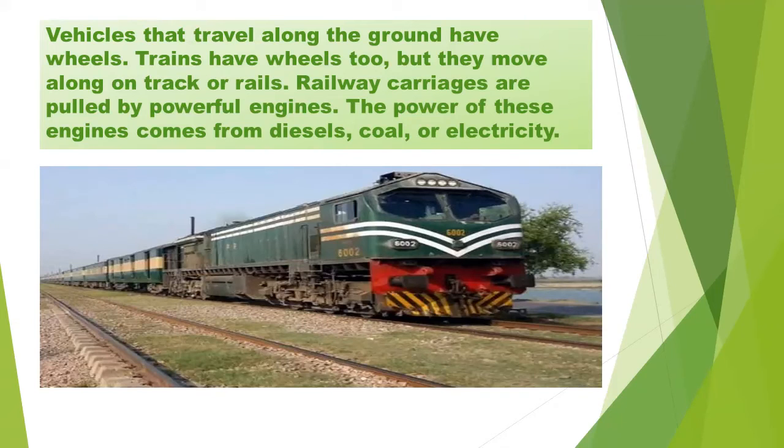Vehicles that travel along the ground have wheels. Trains have wheels too, but they move along on tracks, on rails. They can't move on roads. Railway carriages are pulled by powerful engines. The power of these engines comes from diesel, coal, or electricity.